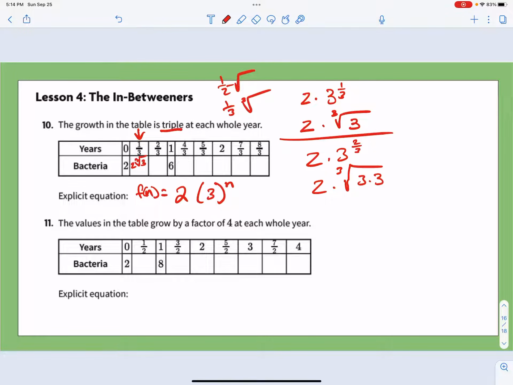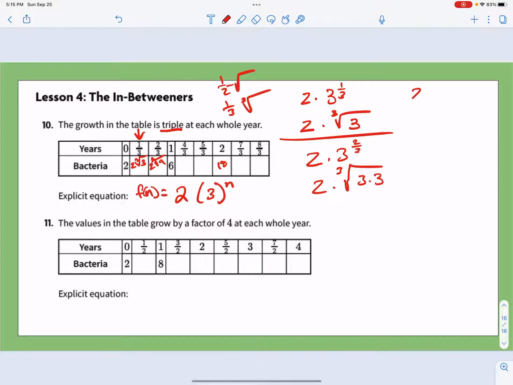So 3 times 3 is still going to be 9, so we're going to leave it as 9. So we're going to have 2 and the cube root of 9. And the next one's 6, and then we have 18, and so on and so forth, okay? So we're going to need to fill those values in to see what happens with the next one.